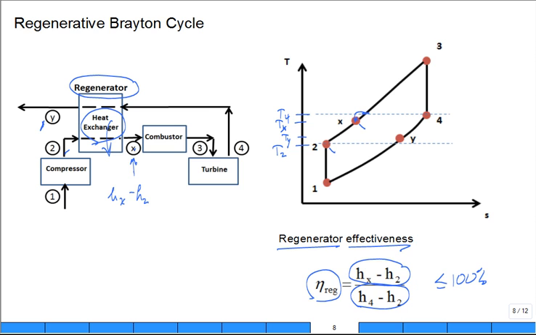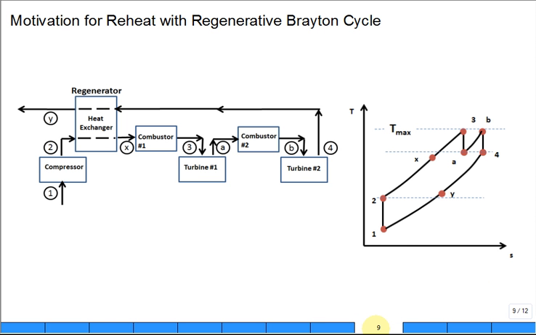Look good? What's another modification to improve the performance? Reheat. Instead of having to go back to a boiler or a steam generator, you could just have 2 combustors. You have your expensive fuel feeding both combustors, and you're bringing in some heat in the first combustor, and then some heat into the second combustor. So basically, that's the reheat concept integrated into a regenerative Brayton cycle.